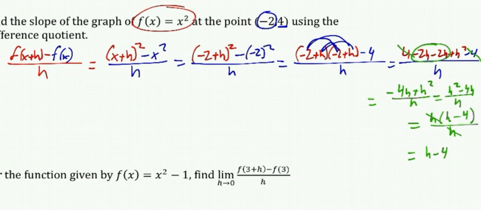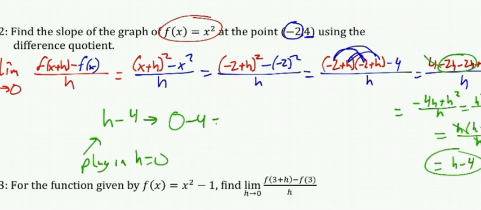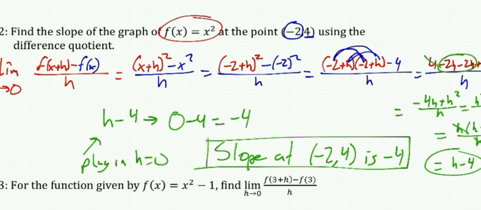Now I left a lot of space over here. So we're going to use this, and we're going to say the limit as h approaches 0. Sorry, getting ahead of myself. So using that h minus 4, now we can plug in h equals 0. So when we plug in h equals 0, we get 0 minus 4, which gives us -4. So the slope at the point -2, 4 is -4. We'll look at that graphically in just a minute.